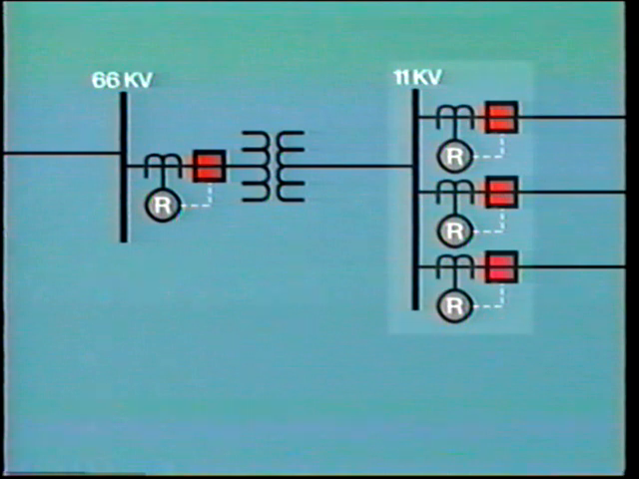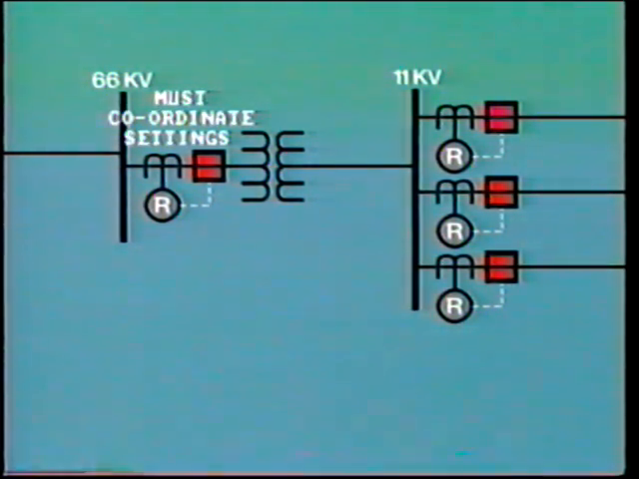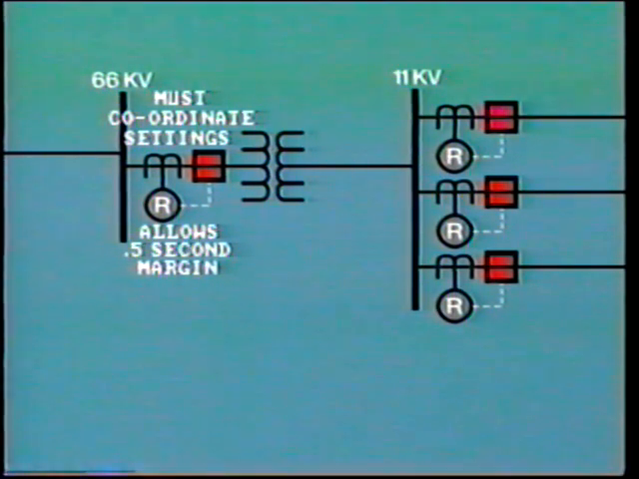In many systems, each 11 kV feeder is provided with its own protection relays located at the 11 kV bus. In this case, it would be essential to coordinate the setting of the 66 kV feeder protection with that on the 11 kV feeder. The settings should be graded so that the 66 kV protection allows at least a 0.5 second operation margin in order to allow the 11 kV protection to operate first. You will remember that we discussed this item in our earlier videotape on relay coordination.